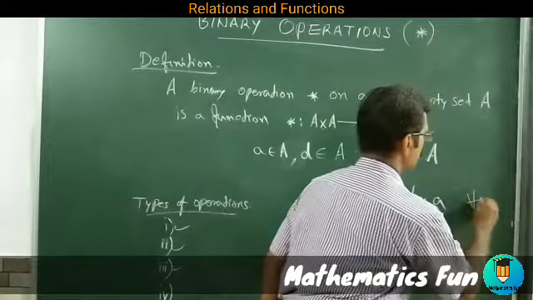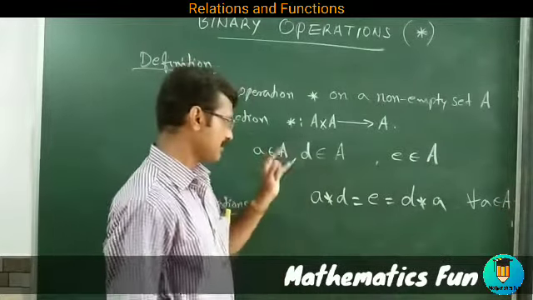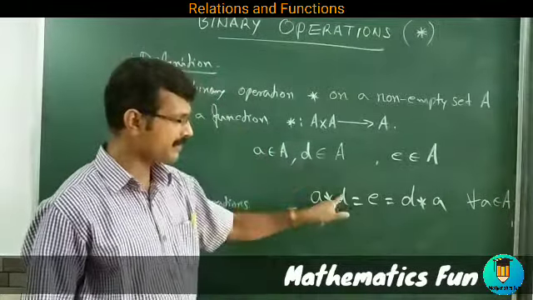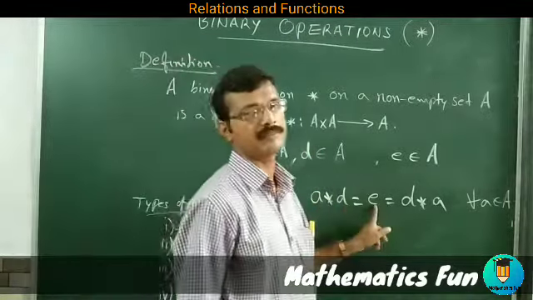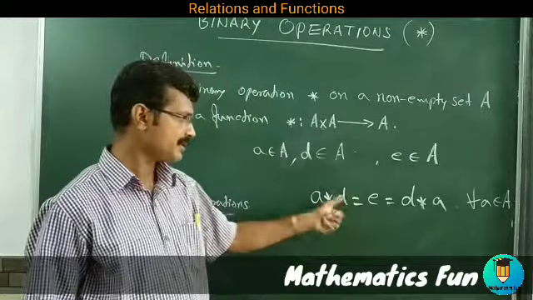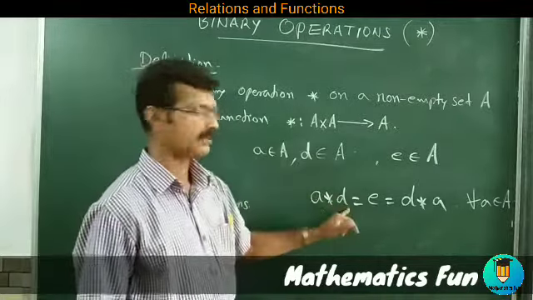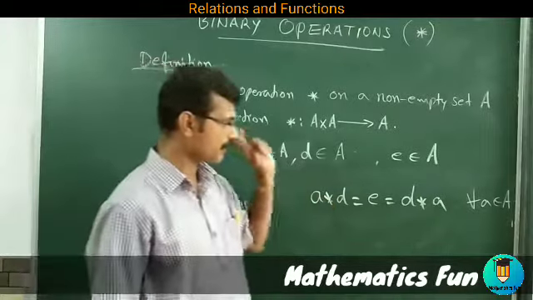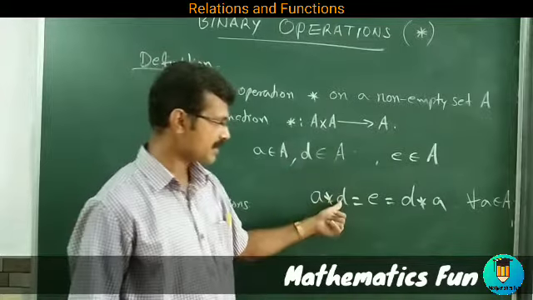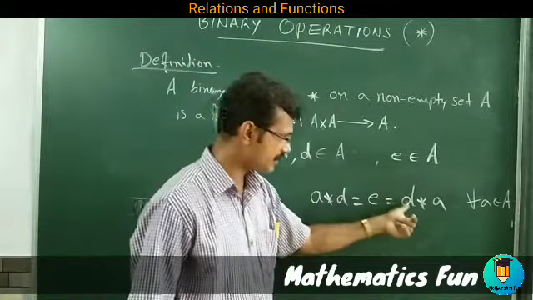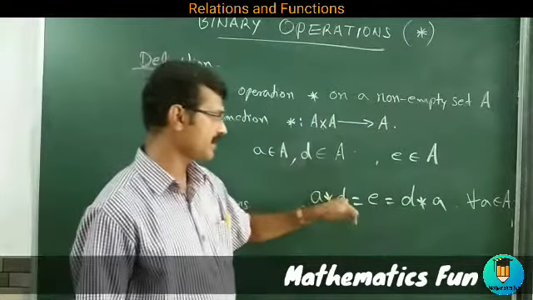For all a belongs to A. Whatever the element from A, there will be an element d in A such that when you do the operation, we should get the identity element. Then this d is known as the inverse of a. So for whatever element from A, there must be an element in A such that A star D is equal to the identity element is equal to D star A, for all a belongs to A. This is the case of inverse, so d is the inverse of a.